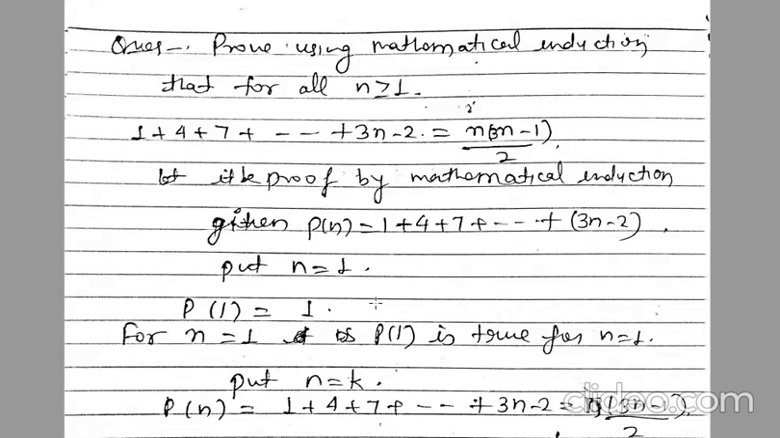For the mathematical induction, P(n) is given as 1 plus 4 plus 7 plus and so on up to 3n minus 2, right? So put n is equal to 1, because in the mathematical procedure we calculate first for n is equal to 1. So P(1): on the left hand side we are getting 1, and on the right hand side, putting n is equal to 1, we are also getting 1. So P(1) is true, right?